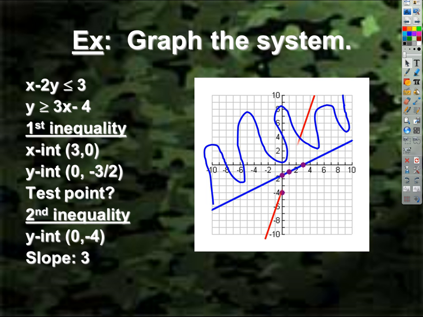Which one gets shaded this time? We don't even need a test point. We shade above or below? Above, okay. They used a test point, but that's fine. Okay, now what do you suppose is the solution of the system then? Because remember what a system means. It's an and statement. If we go back to our equations, we want the values of x and y that satisfy the first equation and the second equation in our system. So what do you think?